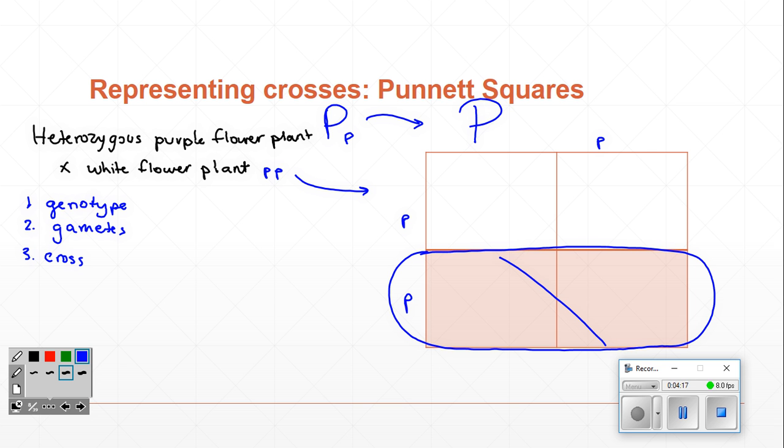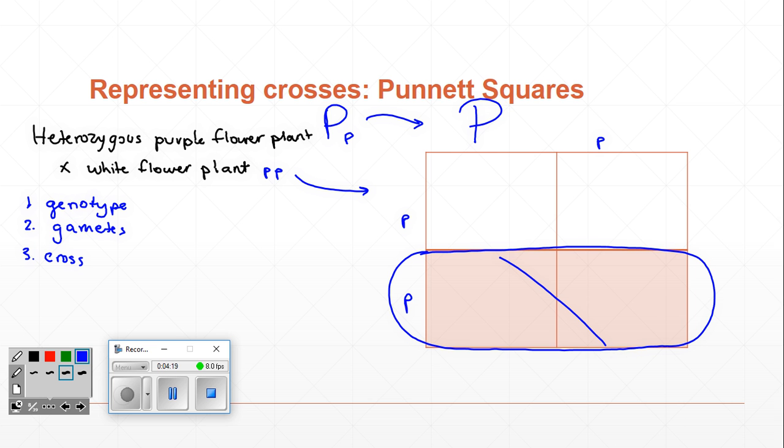Next step is to do the cross. I'm just going to fill in my Punnett square. That's what I would get if I filled it in. Those are genotypes. So I always like to add what the phenotype is.